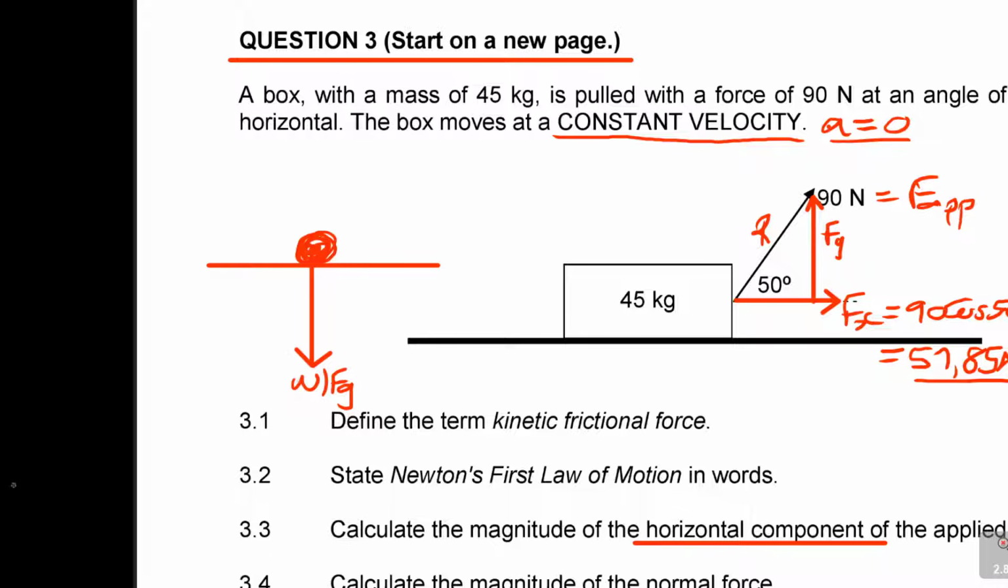So this is the weight, but now the weight is always opposed with the normal force. These two are always opposing each other. So this is our N or Fn, depending what you want to use. So that's the normal force. The question says calculate the magnitude of the what?